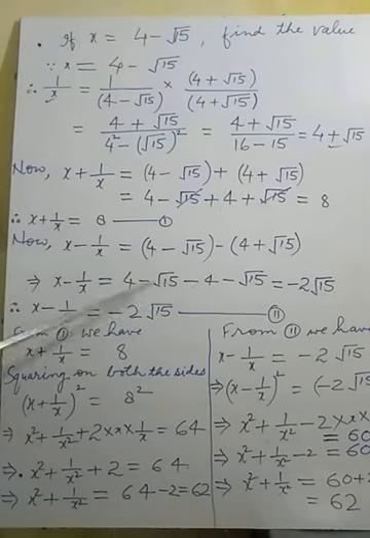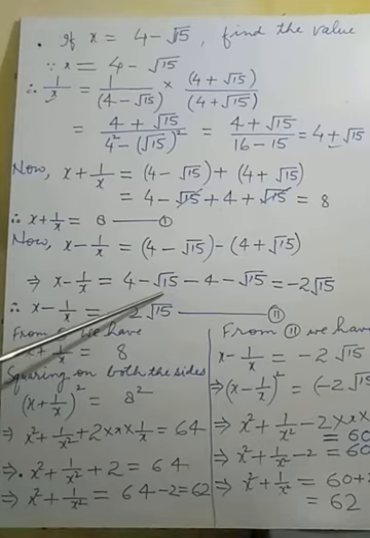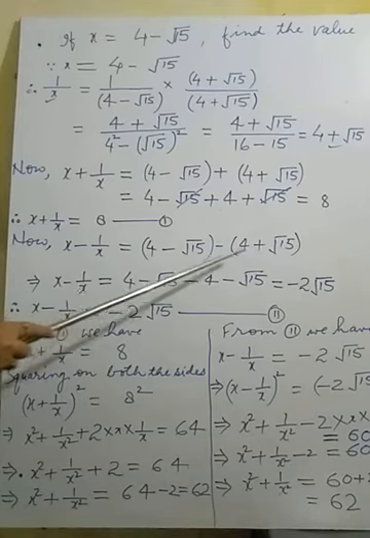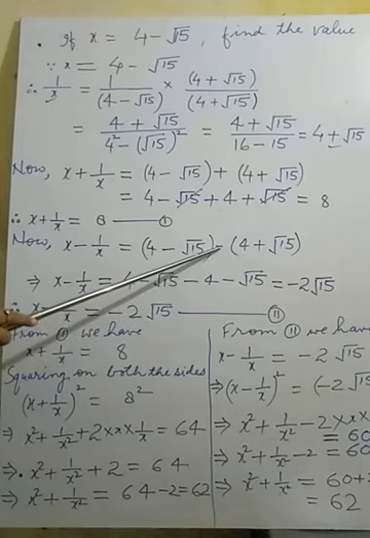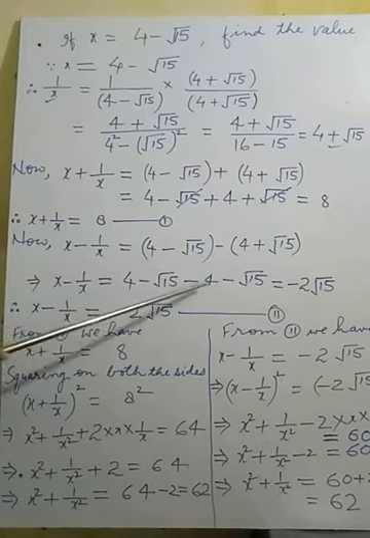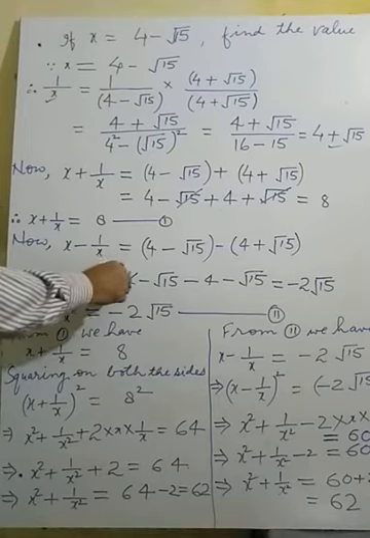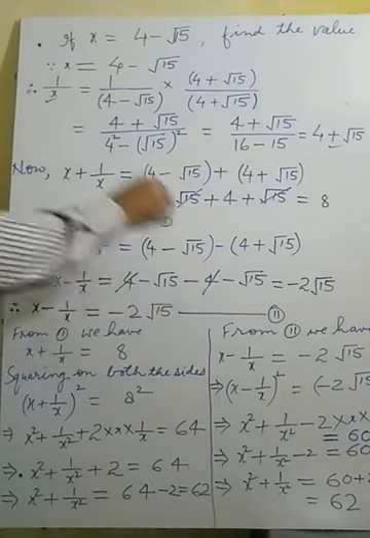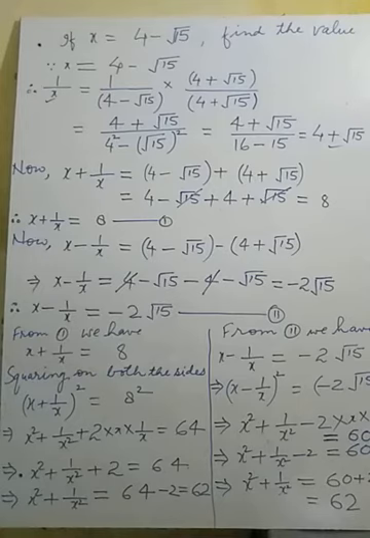So after simplifying, what is there? x minus 1 upon x equals, this bracket will be broken. Before this bracket is a positive sign, so inside there is no change, 4 minus under root 15, but both the signs will be changed because of this minus sign. So it will be minus 4 minus under root 15. Now observe which terms are cancelled here. Same thing plus and same thing minus, both will be cancelled here.